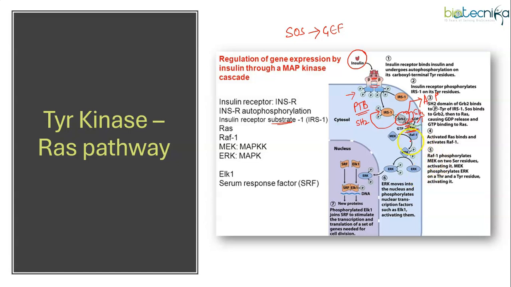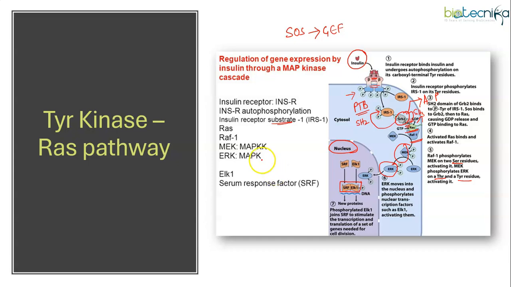This in turn activates the RAF1 protein. RAF1 in turn phosphorylates the MEK protein at 2 serine residues, thereby activating it. This MEK in turn phosphorylates the ERK protein at 1 threonine and 1 tyrosine residue, thereby activating it. So once ERK is activated, it will be released into the nucleus, combines with transcription factors like SRF and ELK1, and they carry out the gene transcription necessary for cell division.